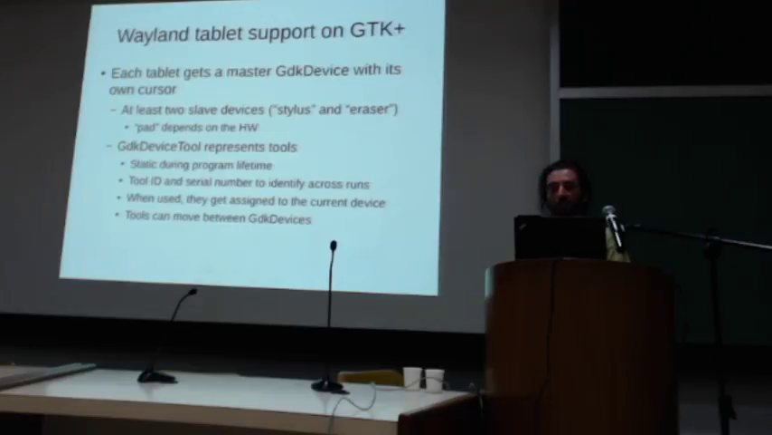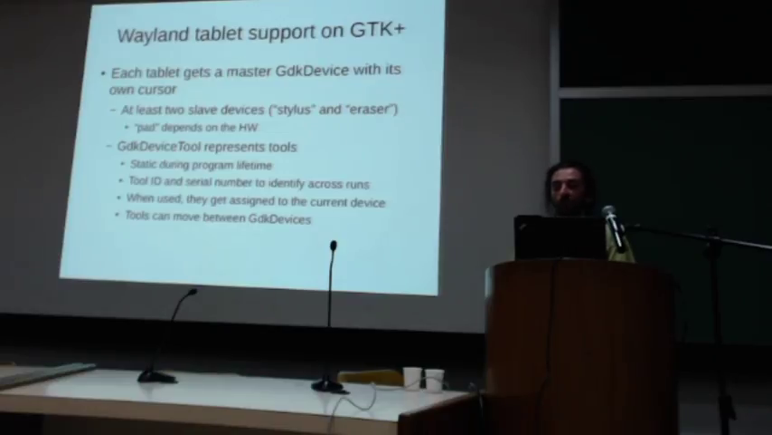And they have at least two slave devices, which are the stylus and eraser. And the pad, obviously, if the tablet has a pad, you would get a GTK device for the pad as well. A new entity in GTK would be the GTK device tool, which actually represents the stylus, and it's the entity where you can get the serial number from and whatnot. It's stable during the program lifetime, so it's unchanged. You can actually use it as a fixed pointer or as a key in tables and whatnot. You can use it during the application lifetime to attach some settings to it.